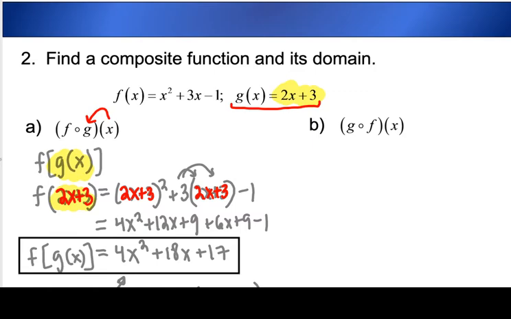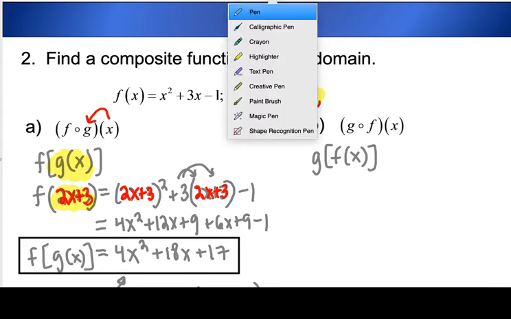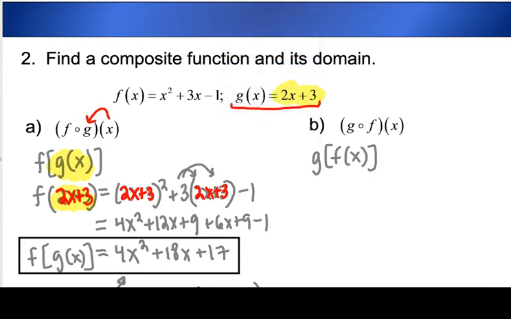Let's find g of f of x. So g of f of x, I rewrite it, g of f of x. And f of x, I'm going to highlight in green. So this time I'm going to be putting the trinomial into the g function. So I'm going to be having an input of x squared plus 3x minus 1, and that is going to go into the g function.